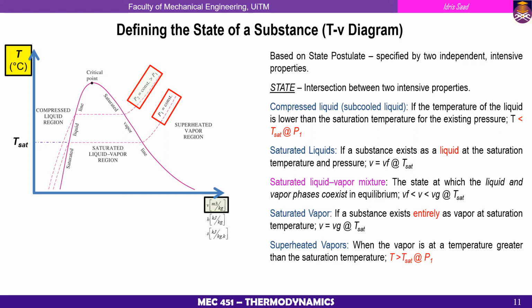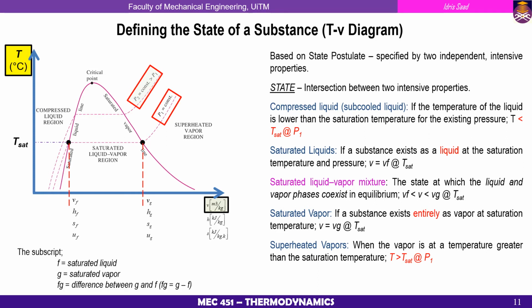Next, the other important states that we need to learn are the saturated liquid and saturated vapor. Basically, the x-axis in the property diagram can also be specific enthalpy, H, specific entropy, S, and specific internal energy. As you can see, the properties on the x-axis have subscripts F and G. Subscript F means that the particular property belongs to the saturated liquid, while subscript G means that the particular property belongs to the saturated vapor line.